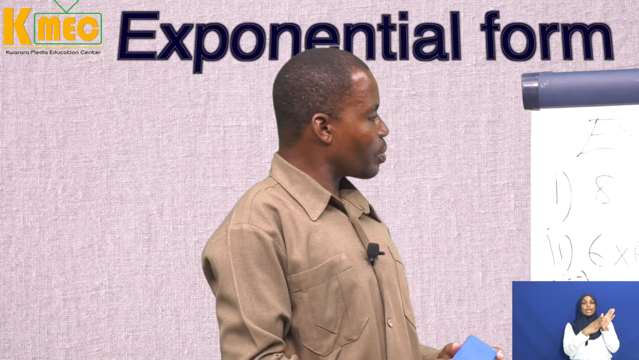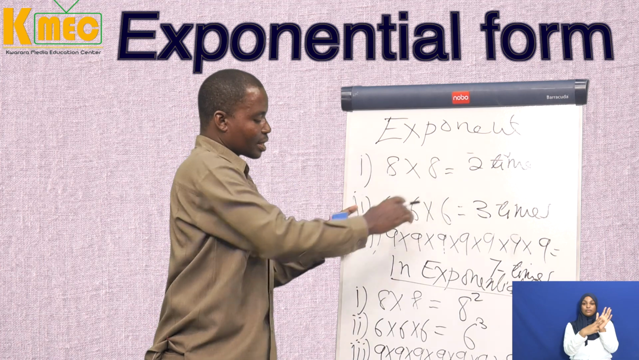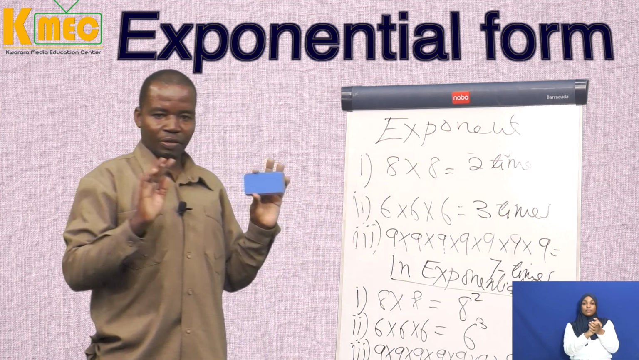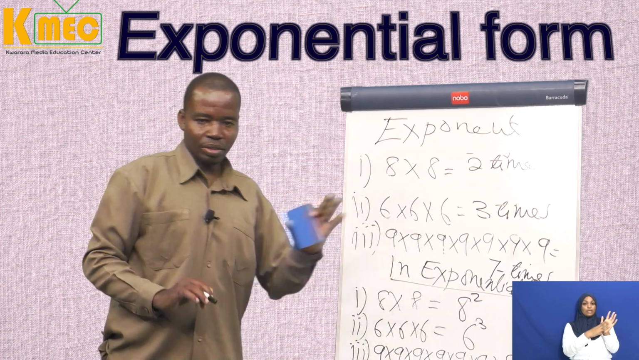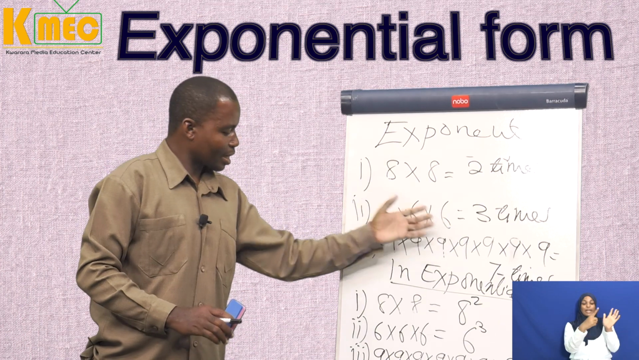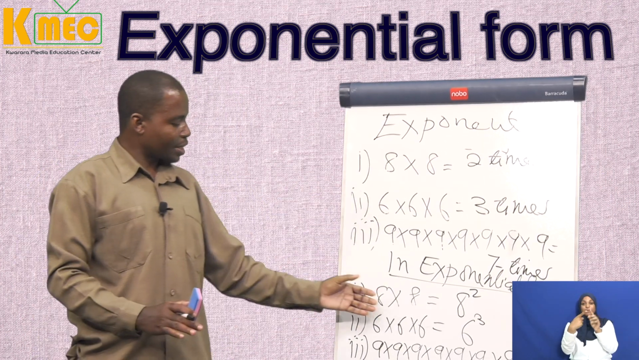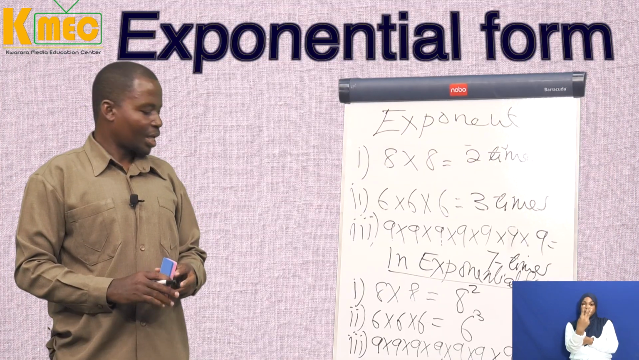Okay, good. So now we have seen that 8 times 8 can be simply written in exponent form as 8 exponent 2. And 6 times 6 times 6 can be simply written as 6 exponent 3.